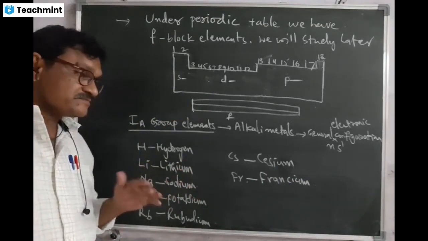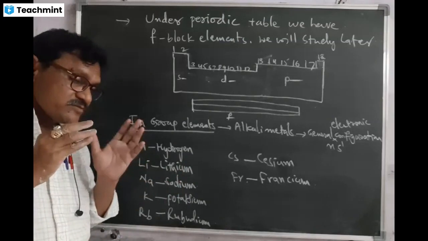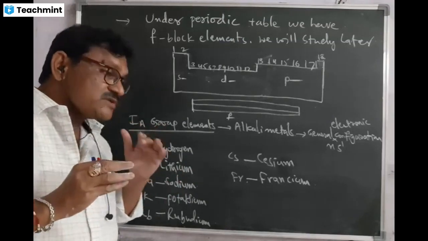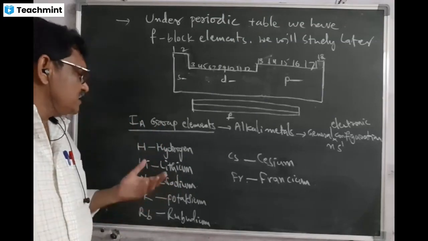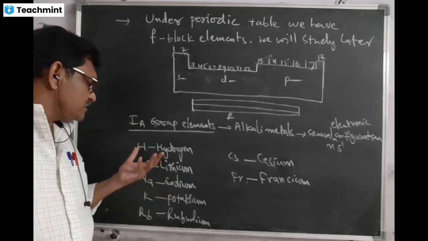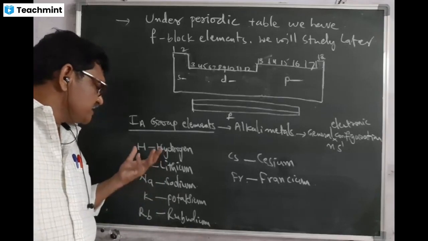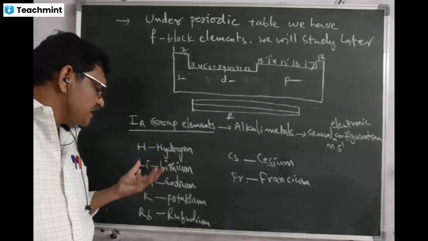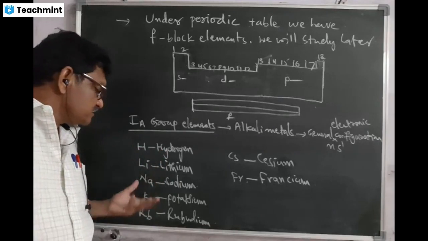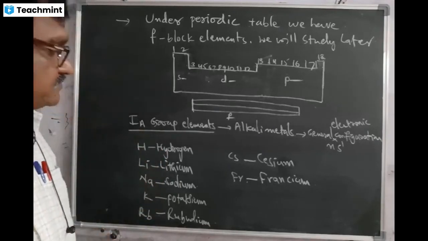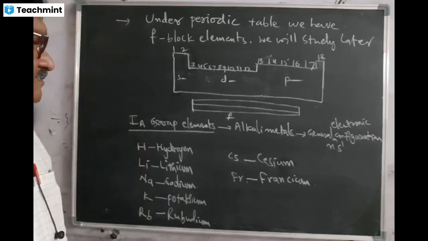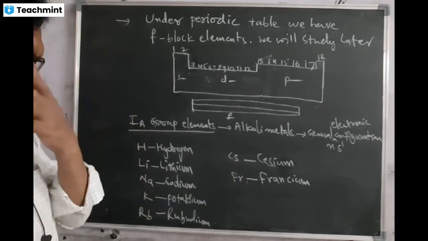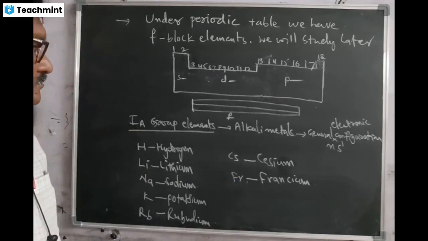What are the first A group elements? Simply you can speak out. First A group elements: hydrogen, H symbol; Li lithium; Na sodium; K potassium; Rb rubidium; Cs cesium; Fr francium. These are the first A group elements.